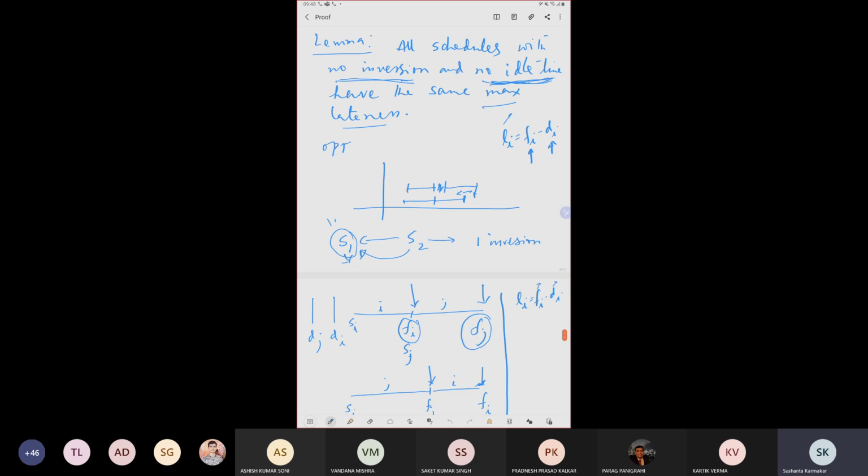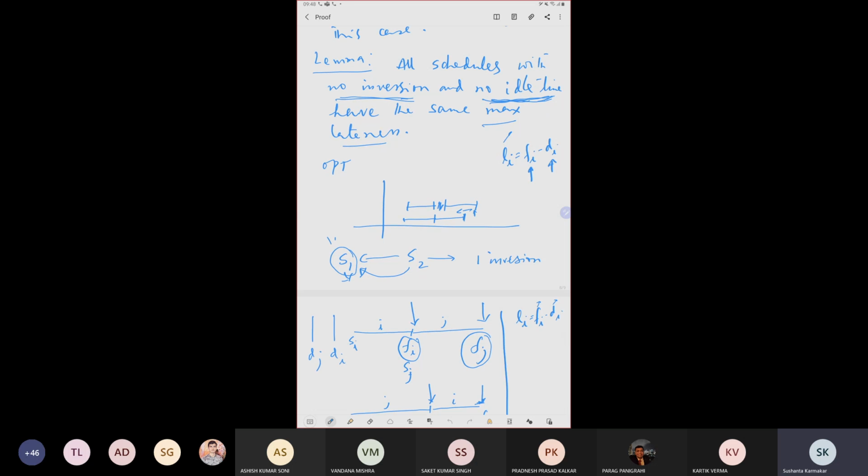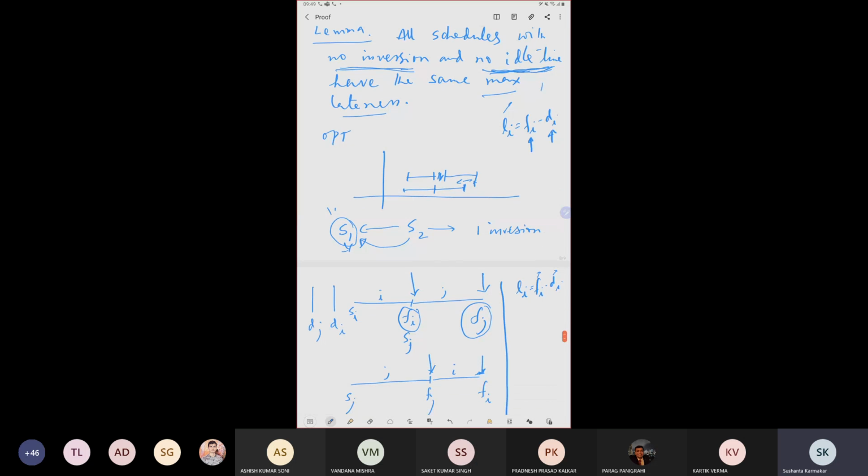First, let us consider one schedule where there is no inversion and no idle time, just like the schedule produced by our LD algorithm. And let us consider another schedule where there may be idle time, there may be inversion. So what we do, we first compact those schedules, meaning remove the idle times. If we remove the idle times, then it becomes a schedule with no idle time, right?